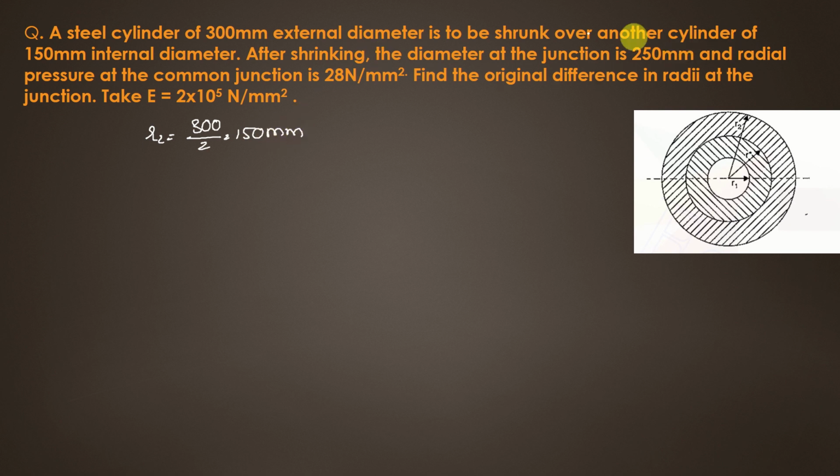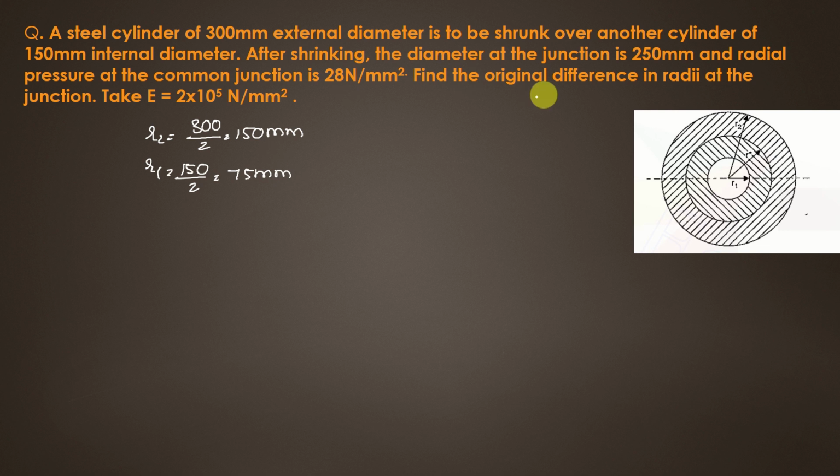and shrunk over another cylinder of 150 mm internal diameter. Shrunk on this cylinder, which has an internal diameter of 150 mm. So what is the radius? R1 is 150 by 2, that is 75 mm.